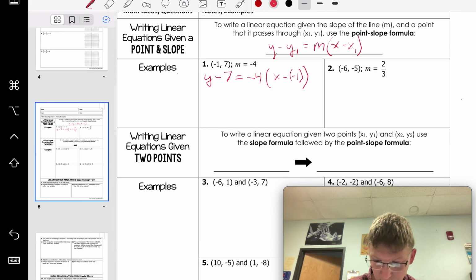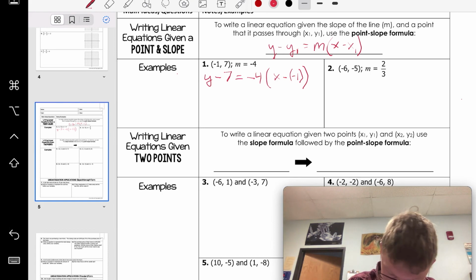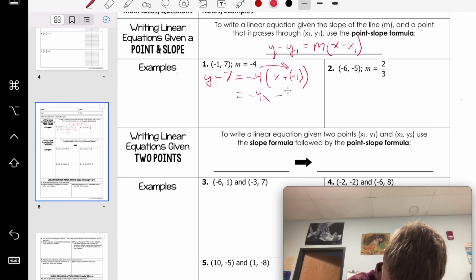It depends on what they're looking for. We'll just solve it and get it into y-intercept form, so y equals mx plus b. So we'll just distribute the -4. It's going to be -4x. That's going to be a plus, and then -4 times -1.